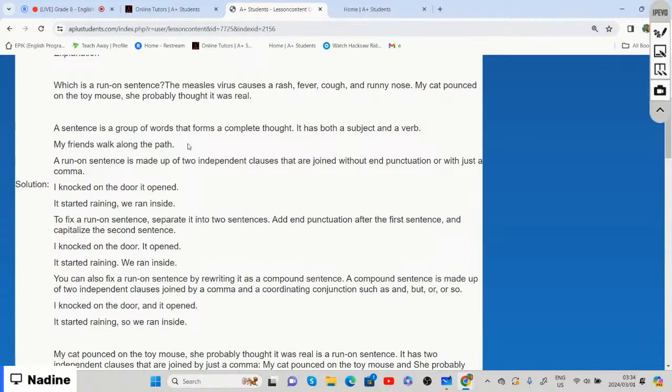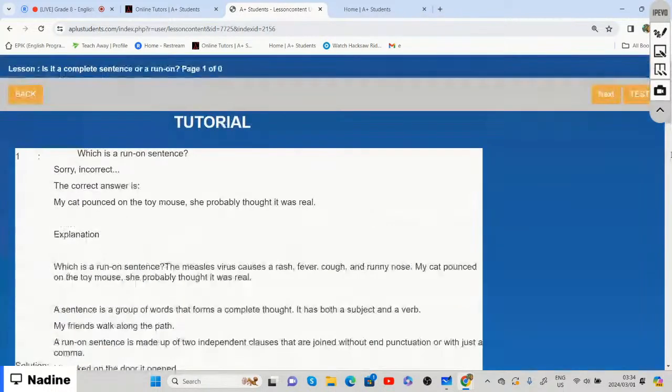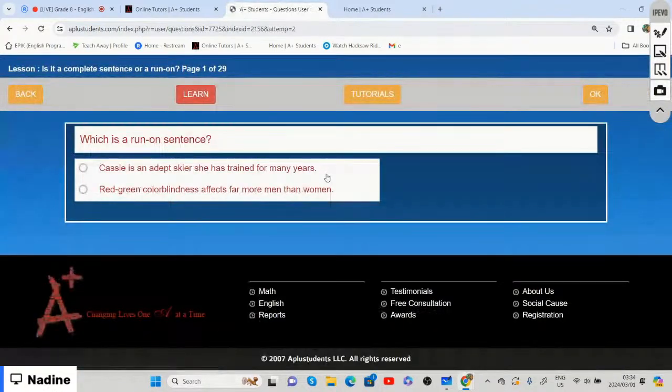All right. So now we're going to our test, where we are going to say if it's a complete sentence or if it's a run-on. So now, which is a run-on sentence? It says Cassie is an adept skier. She has trained for many years. Or red green color blindness affects far more men than women.